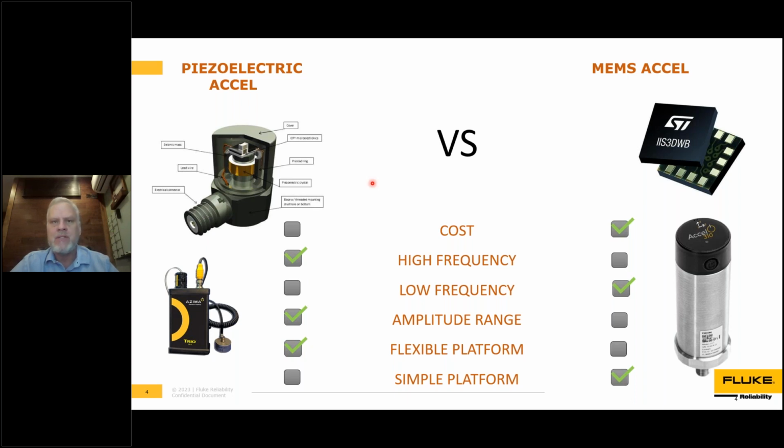You can go out to many of the vendors that directly sell these and get several different kinds of accelerometers to suit your needs. Whereas MEMS accelerometers, they're fairly new to the market, although we see them every day in our life. I'll talk about that in a second. But they're very low cost. They have great low frequency response, and they're a relatively simple platform to work with, certainly for digital designers.